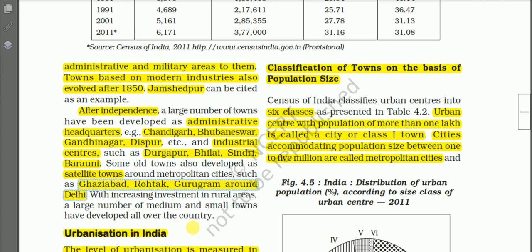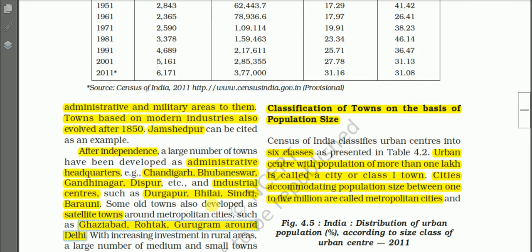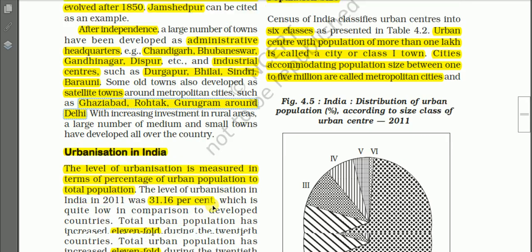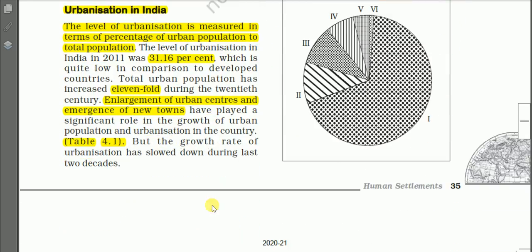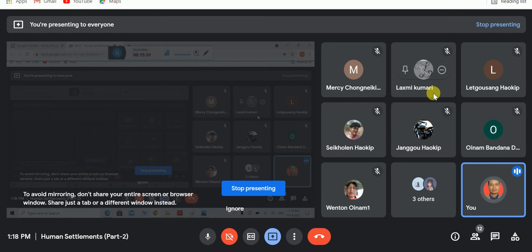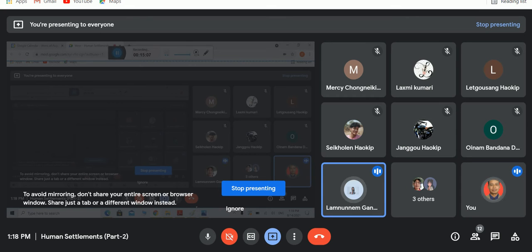So this is about the historical development of towns in India. Any questions, boys and girls? Are you clear? Yes, sir. Okay, so let us continue.